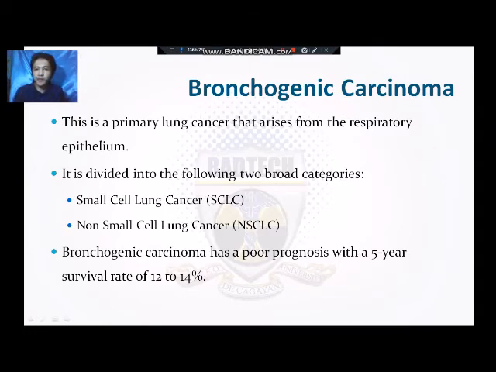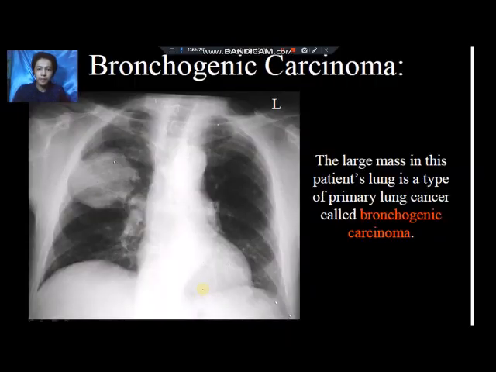Okay, so first we have the bronchogenic carcinoma. This is a primary lung cancer that arises from respiratory epithelium. It is divided into two broad categories: the small cell lung cancer and the non-small cell lung cancer. Bronchogenic carcinoma has a poor prognosis with a 5-year survival rate of 12 to 14%. So that means its mortality rate is quite high.